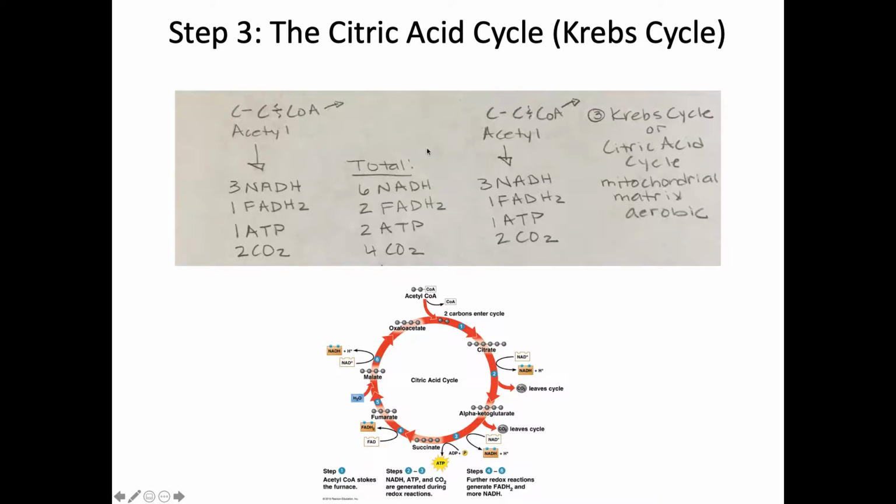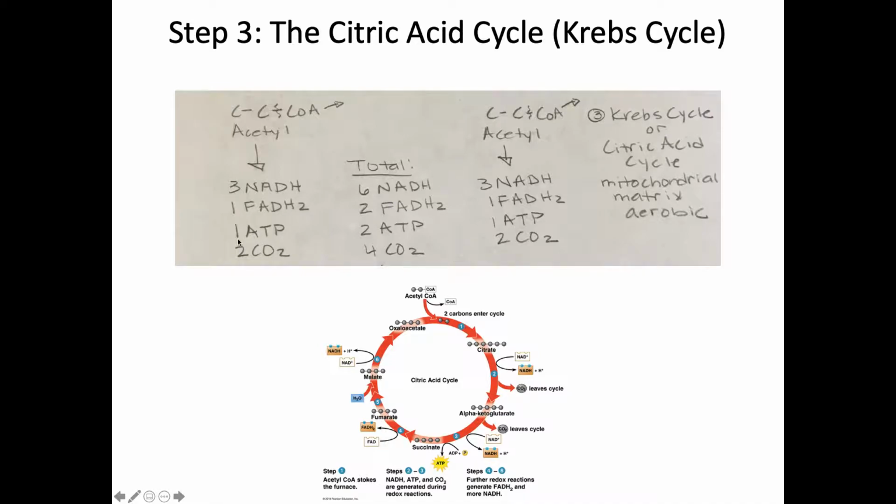So since we have 2 acetyl groups, we will need 2 turns of the Krebs cycle. Let me say that again. Since we have 2 acetyl groups, we will need 2 turns of the Krebs cycle. And each turn of the Krebs cycle will produce 3 NADH, 1 FADH2. So this is distinctive. This is the first and only step where we've made our FADH2, the other type of coenzyme, sorry.